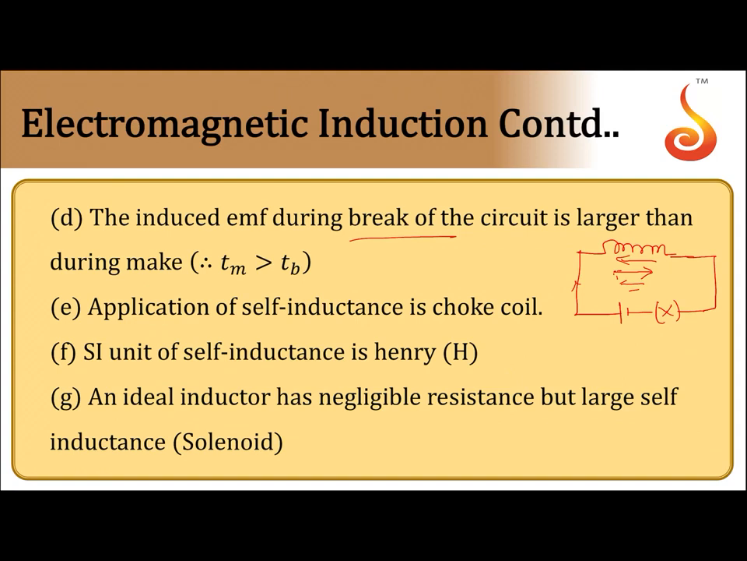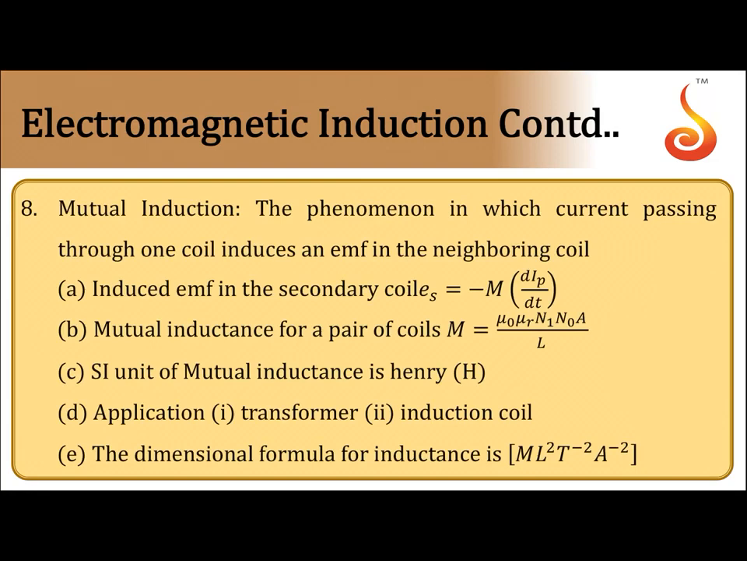One of the applications of self-inductance is the choke coil, which is used in many power supplies and also in tube lights, sodium vapor lamps and so on. The SI unit of self-inductance is Henry. An ideal inductor has negligible resistance but large self-inductance, like a solenoid. The induced EMF during break of the circuit is larger than during make. Okay, we'll move on to the next slide.